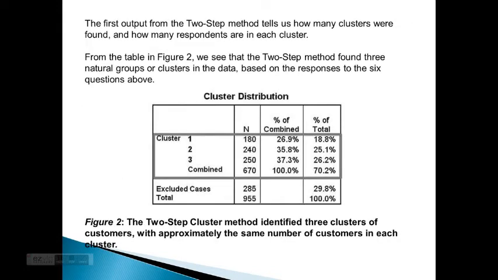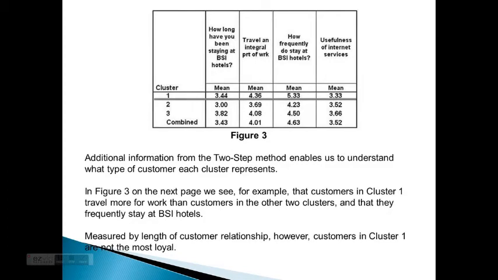So the first output from the two-step method tells us how many clusters were found and how many respondents are in each cluster. From the table in Figure 2, we see that the two-step method found three natural groups of clusters in the data, based on the responses to the questions above. So we ended up with the three clusters, and the N value for each, the percent of combined, the percent of total, and then the excluded cases.